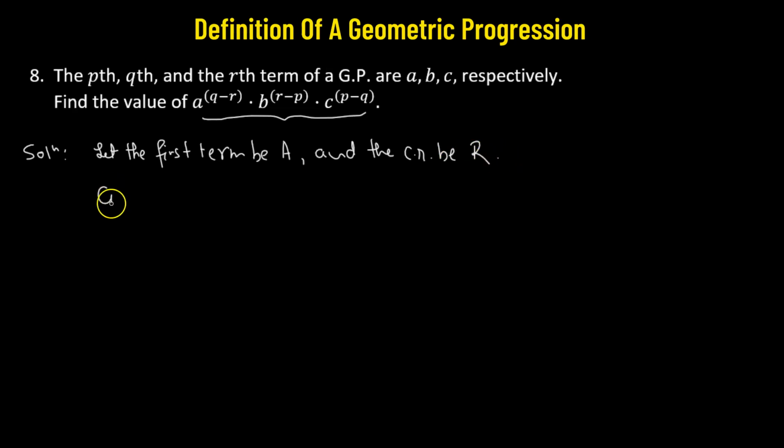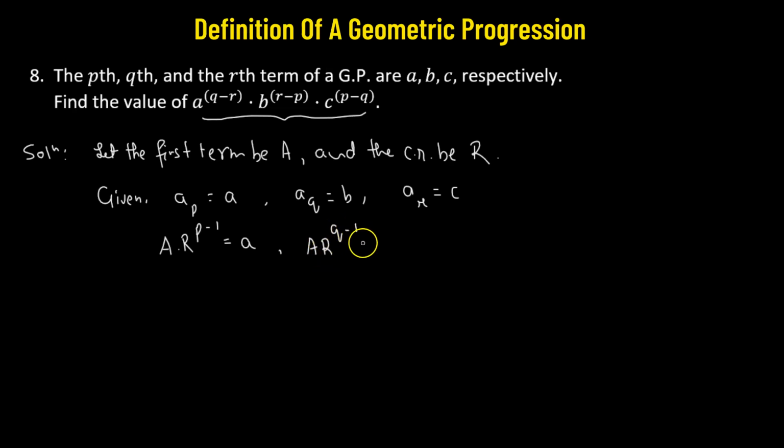Now, it's given here that the pth term, that's equal to a, the qth term has a value of b, and the rth term has a value of c. So that means A times R raised to the power of P minus 1 has a value of a. Then A times R raised to the power of Q minus 1 has a value of b. And the other term will be represented by A times R raised to the power of R minus 1, this is equal to c. Fine.